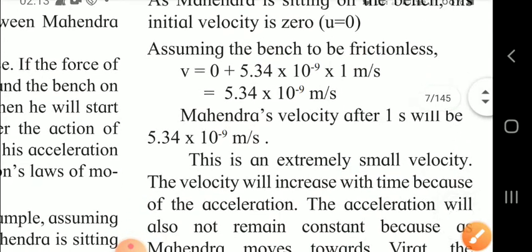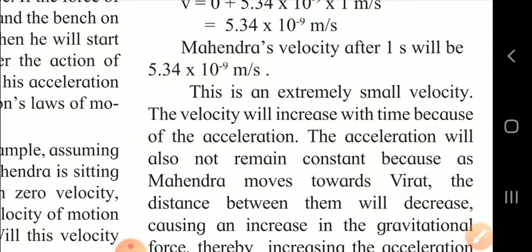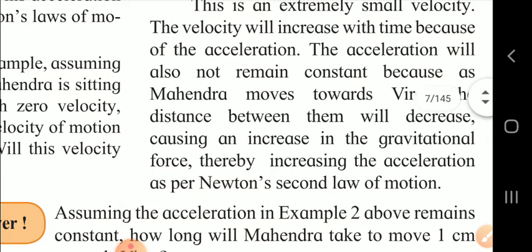So this is an extremely small velocity, and the velocity will increase with time because of the acceleration. The acceleration will also not remain constant because Mahindra moves toward Virat. So the distance between them will decrease. As he moves toward Virat, the distance will decrease, which will cause an increase in the gravitational force. And this way the acceleration increases as per Newton's second law of motion.